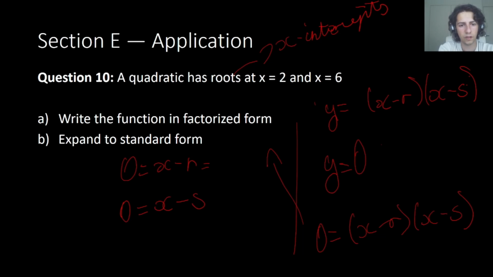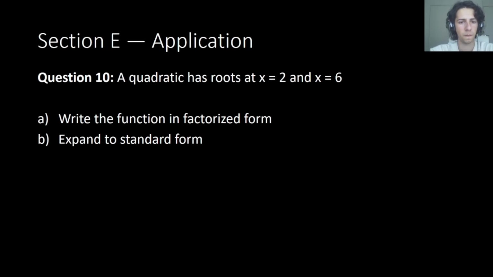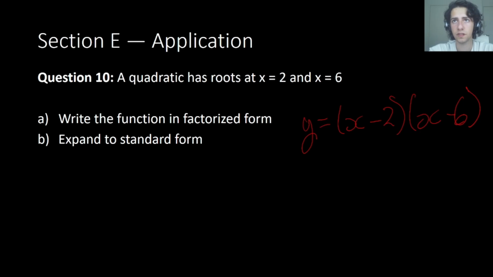For both of these, we get x is equal to r, or x is equal to s. And now, because we already know x is equal to 2 or x is equal to 6 for when y is equal to 0, we can apply those numbers, 2 and 6, to r and s. And this will happen all the time. So, the factorized form is going to be x minus 2 times x minus 6.